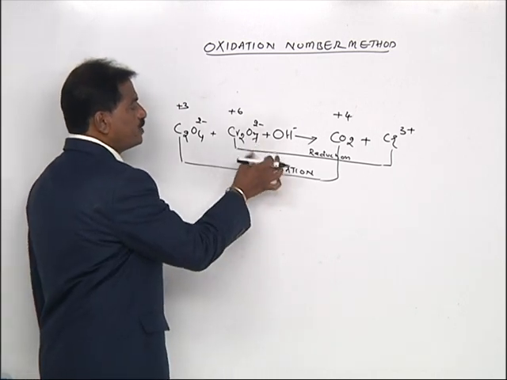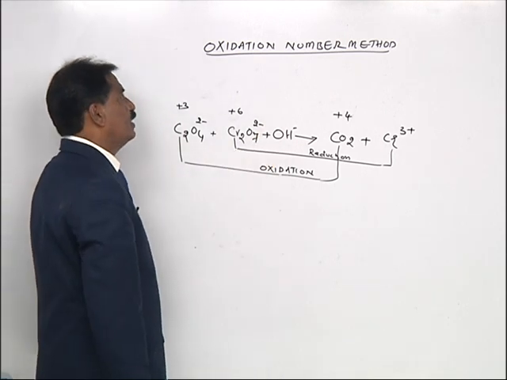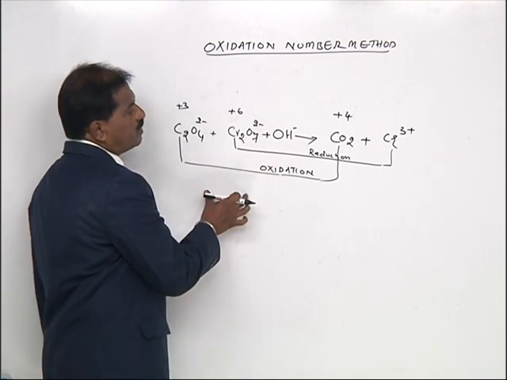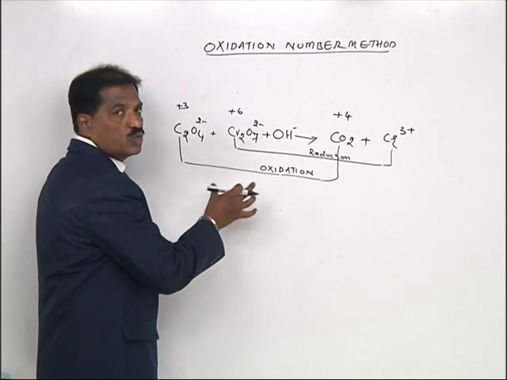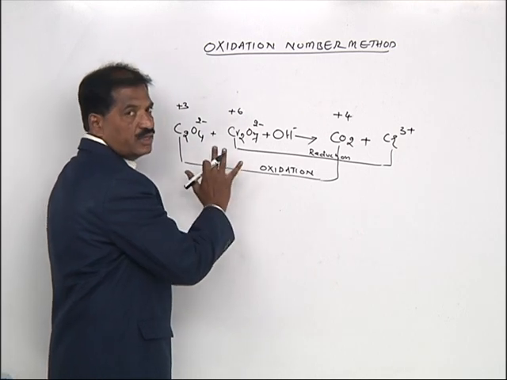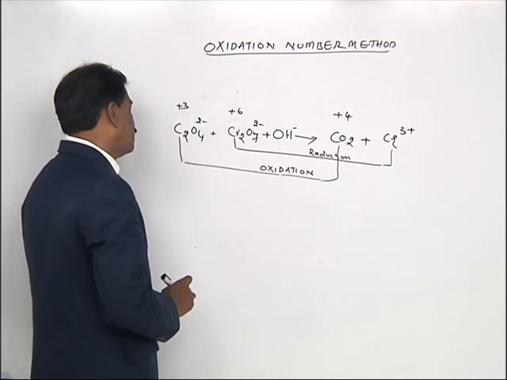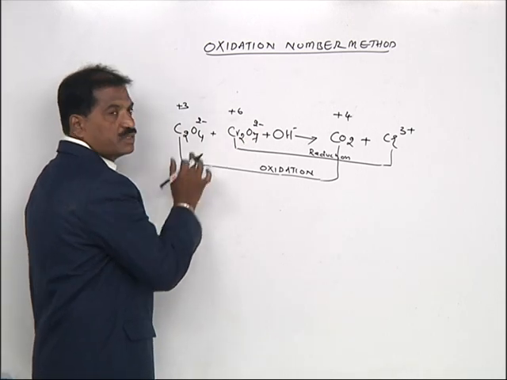That means one species is undergoing oxidation, the other species is undergoing reduction. Next, here in this oxidation number method, we need not split the entire reaction into two halves. Without splitting, directly we can balance the reaction. So, what is the first step to balance this reaction through this method?